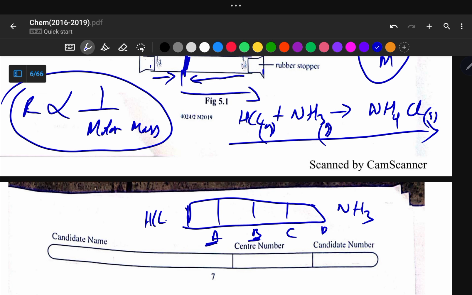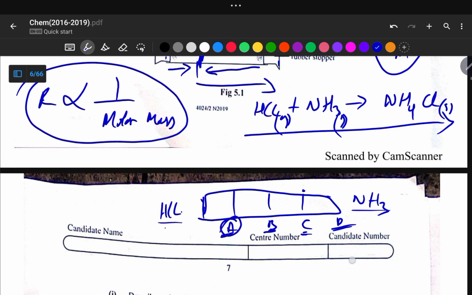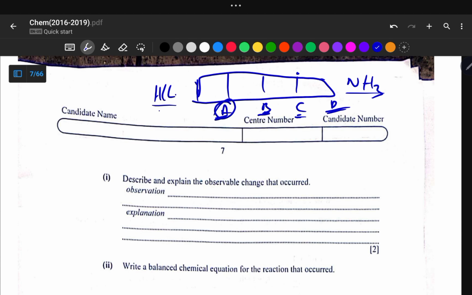Why? B is the halfway. Halfway means we are saying that the rate of diffusion of ammonia is equal to the rate of diffusion of hydrogen chloride, which is not true, since the two have different mass numbers. And then at point C, we are saying that hydrogen chloride travels faster than ammonia, right? So point C and point D are very, very false, and you should stick to point A. And also you should be able to explain why point A is the correct answer, right? And then we go back to our question.